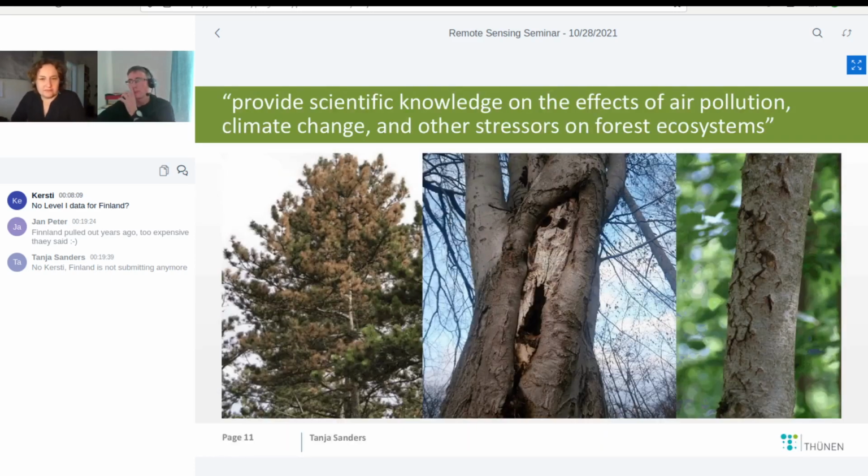So we want to provide scientific knowledge on the effects of air pollution, climate change, and other stressors on forest ecosystems. And this is really a very important topic, because these pictures are current pictures. They are from the last 3 years, and we see a decline in forest condition, large scale, and we see a lot of individual trees which are dying off or severely stressed.